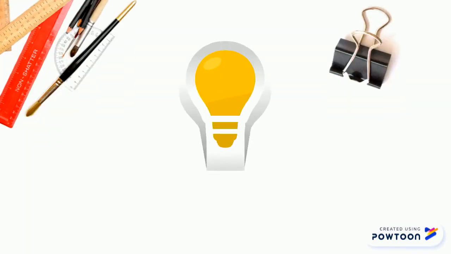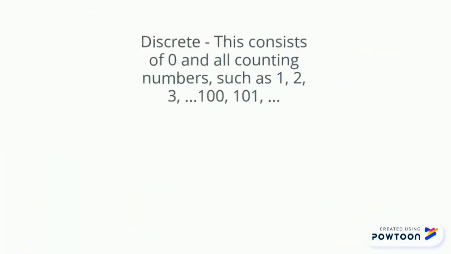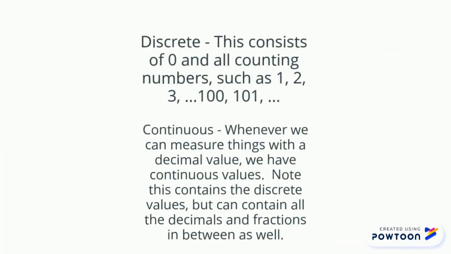We have two types of quantitative variables. We have discrete variables, which consist of 0 and all counting numbers, 1, 2, 3, 4, 5, all the way up to wherever we want to count to, and continuous. And we use continuous whenever we measure things that could have decimal values or fractions in between.